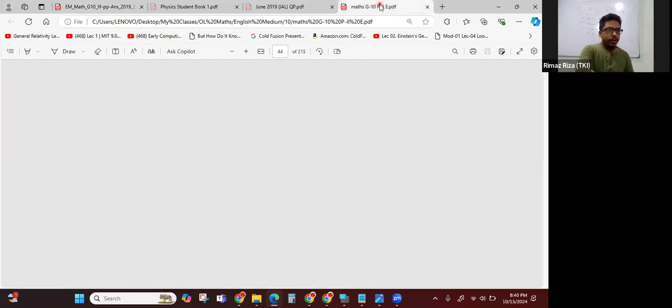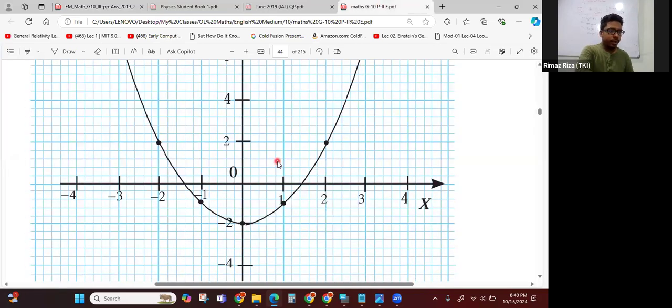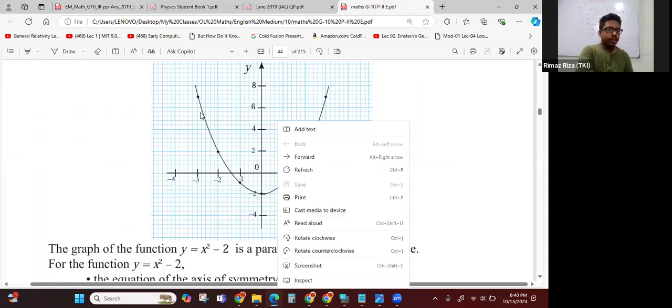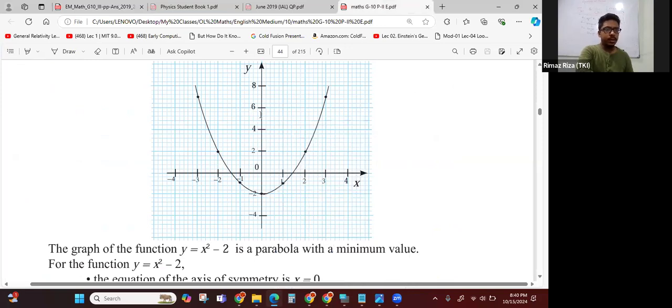Okay, let me explain you with this. Now if you take this graph, it is symmetric both sides about this line, right? In grade 10 syllabus, the axis of symmetry is always the y-axis, this one.